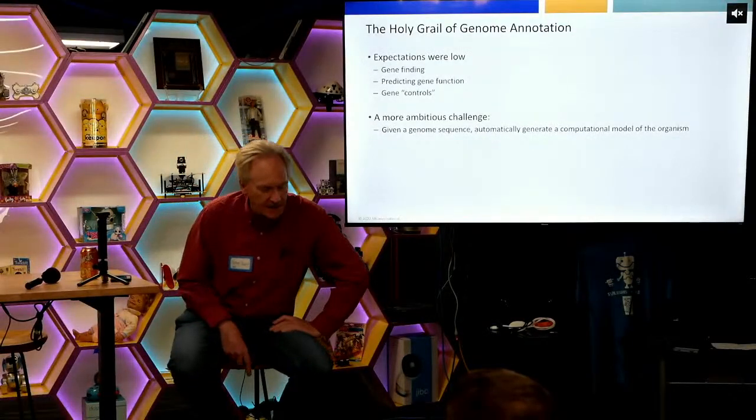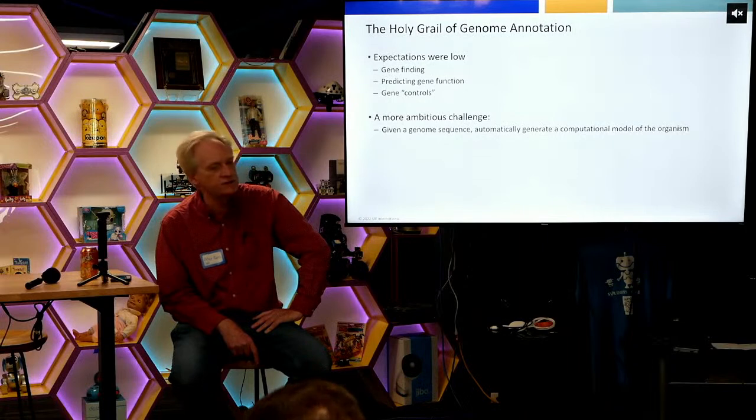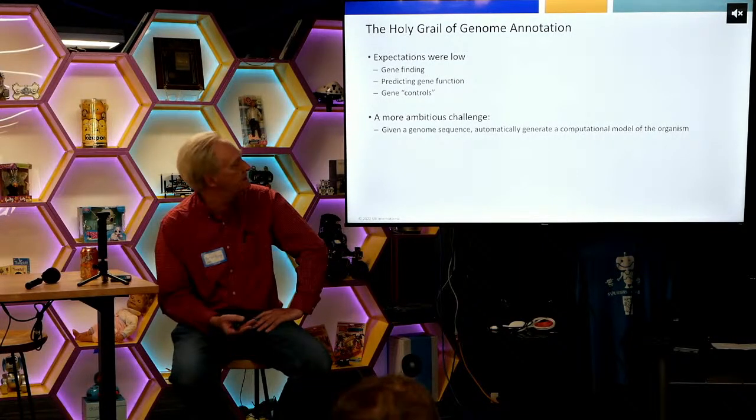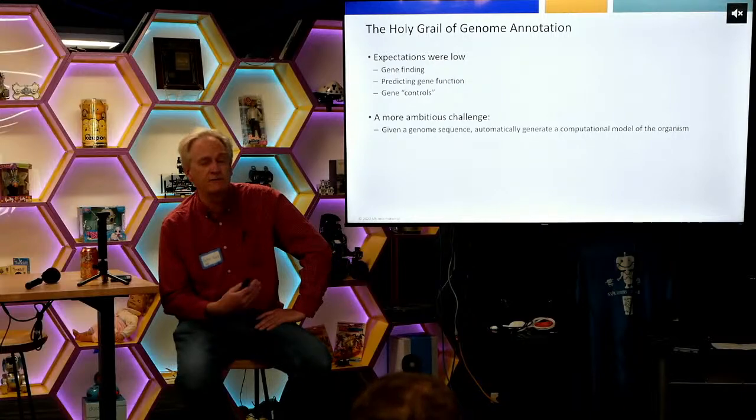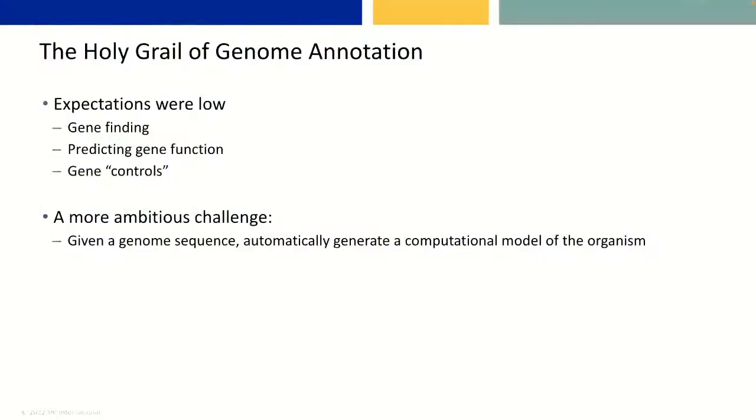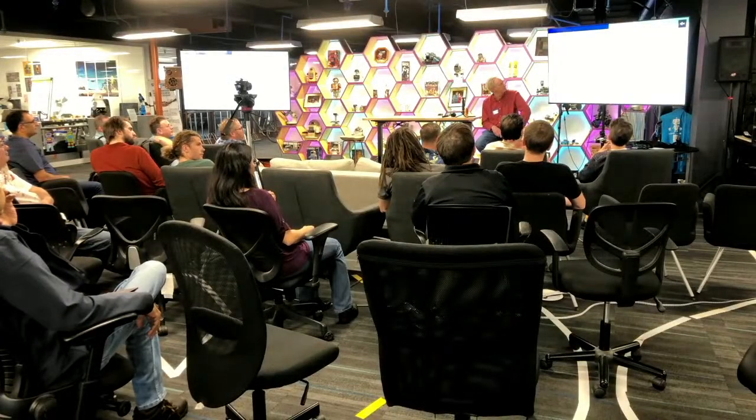And I think here's another challenge that they could have stated, which is, given a genome sequence, automatically generate a computational model of the organism. I think if anyone had stated that as a goal back in 1988, they probably would have been locked up, put in a padded cell. But in fact, we've largely achieved that. At least we can now create metabolic models from a genome sequence, which I think is a pretty amazing achievement that's gone way beyond what was foreseen back then. And we'll talk more about that in a few minutes.